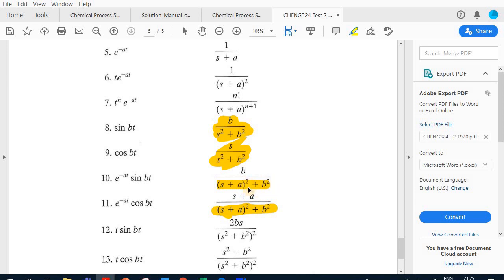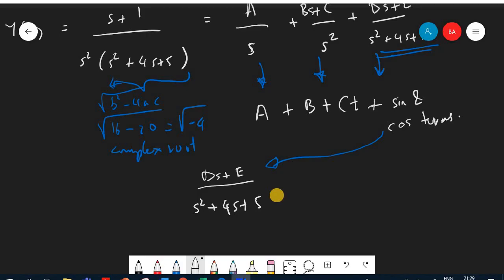We must represent it like that so that we are able to find these two terms here. So that's what we're going to do. We're going to find s plus a, the whole thing squared, plus b squared, because it's definitely not s squared plus b squared. We have a term in between them; it's not like s squared plus 5. There's a 4s, so there's an s in between, and this is the s that we have in between here, right?